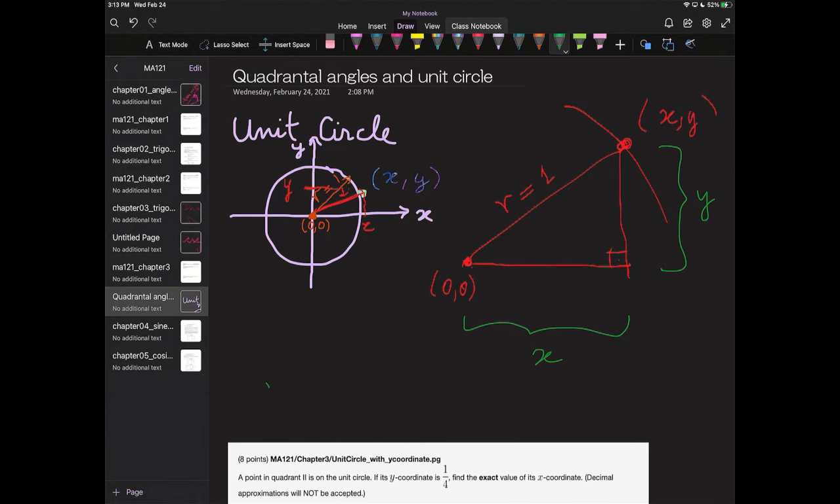which means that the radius, which in this case is the hypotenuse of the triangle, when you square that, is equal to the sum of the squares of the legs, okay? And because the radius is 1, so 1 squared is 1, the relationship for the unit circle is that 1 is equal to the square of x plus the square of y.